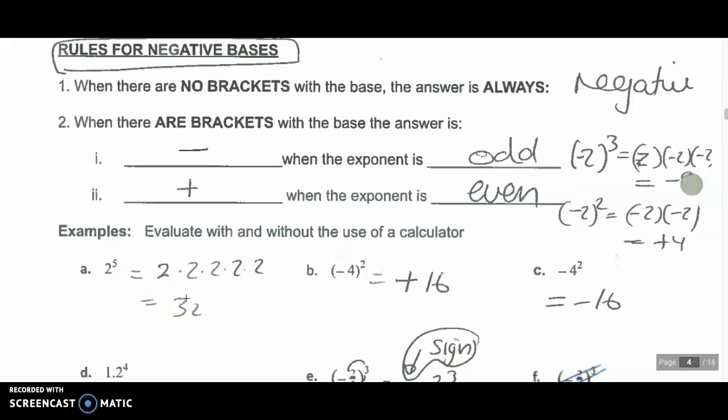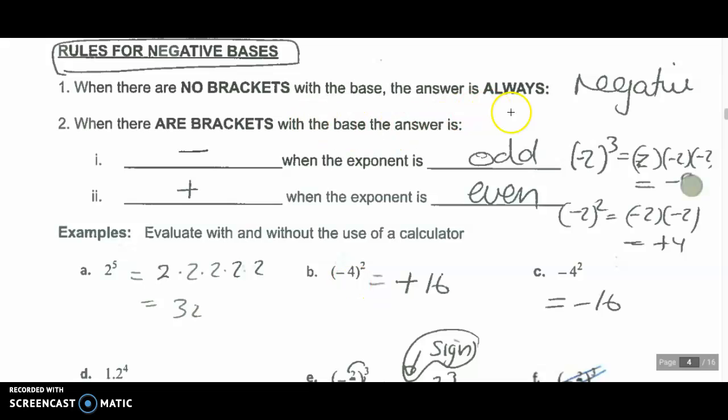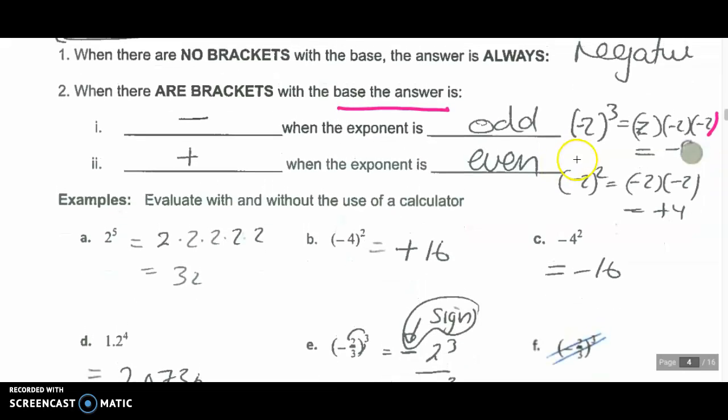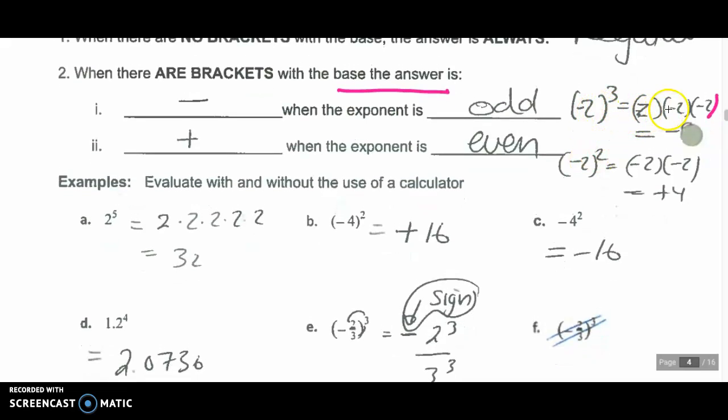Now, the one thing that we're going to look at is with negatives and brackets. The difference between the -2 in a bracket versus -2 outside of a bracket, there's two different things. When there are brackets, you're going to multiply the base a certain number of times. So for example, (-2) cubed is -2 times -2 times -2. So that is going to then be -2 times -2 is +4 times -2 is -8.